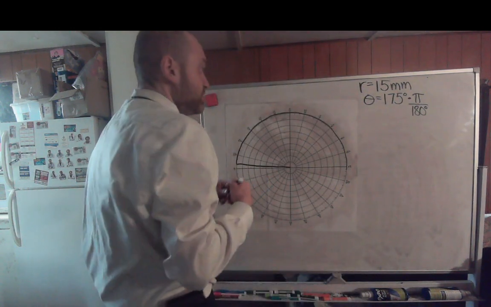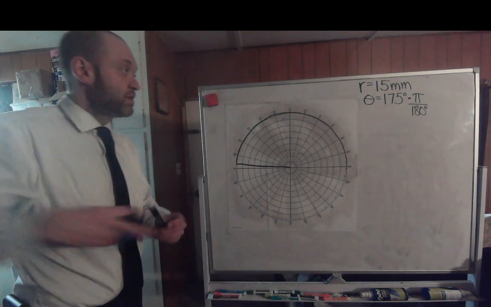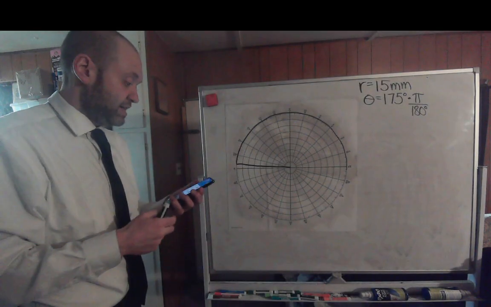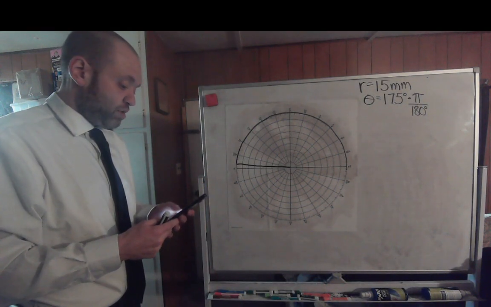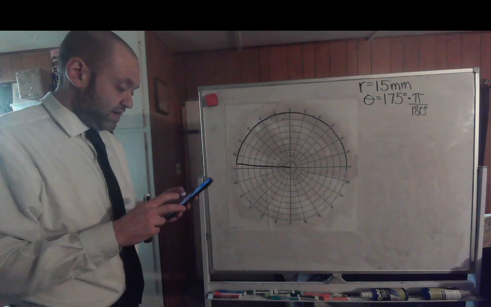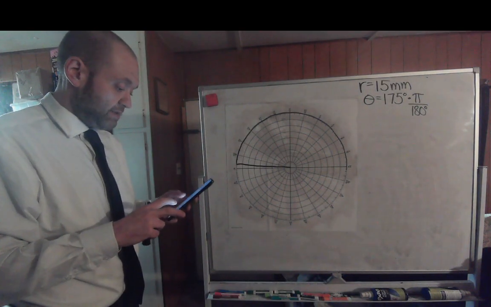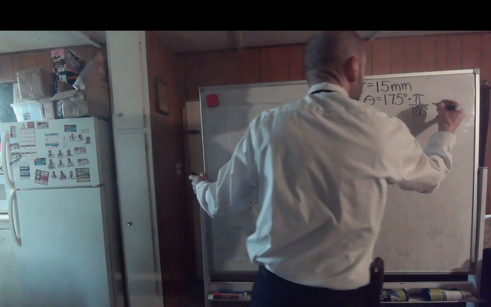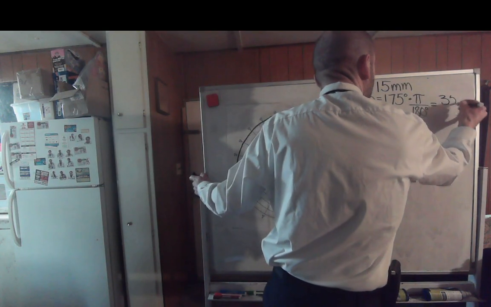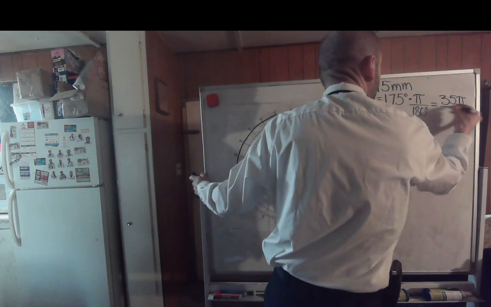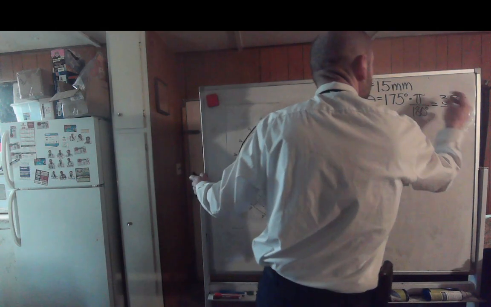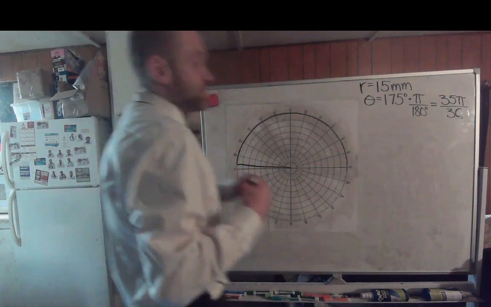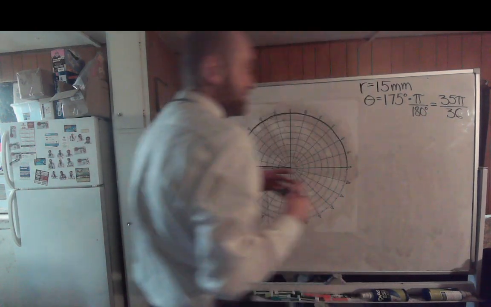The best we can do is divide by 5, which let me feel what that is here. They're both only reducible by 5. That's all they have in common. 175 divided by 5 gives you 35. So this would give you 35 pi out of 36 radians. So in radians, this is 35 pi out of 36 radians.